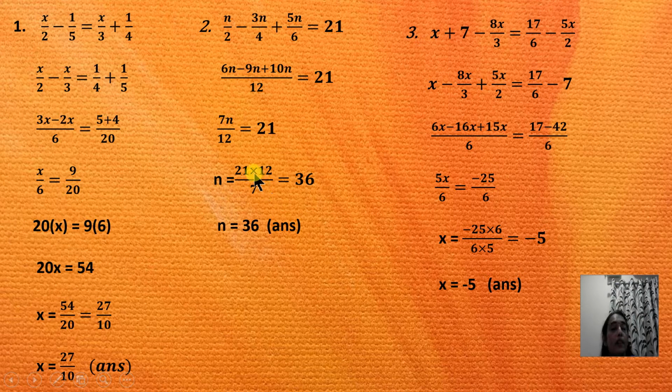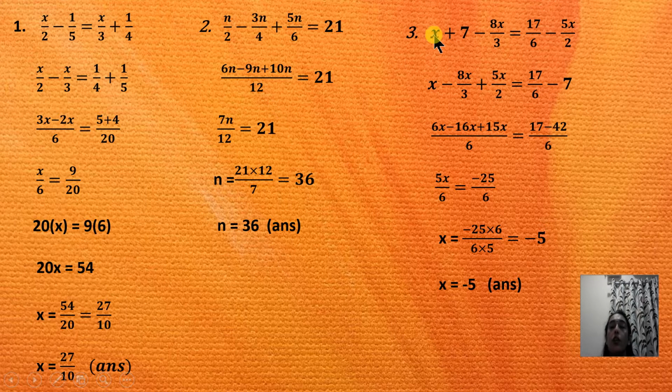7 ones are 7 and 7 threes are 21. So 3 into 12 is equal to 36. So n is equal to 36. This is the answer. See, the equation looked so complex, but we turned it into a simple equation.